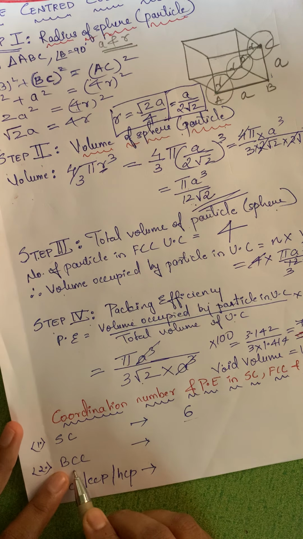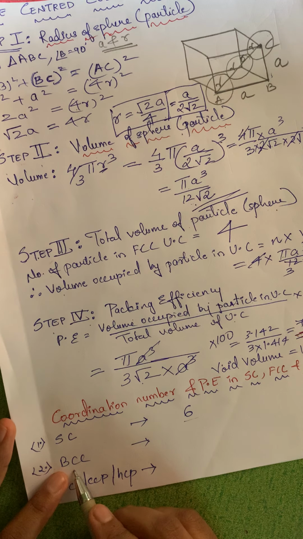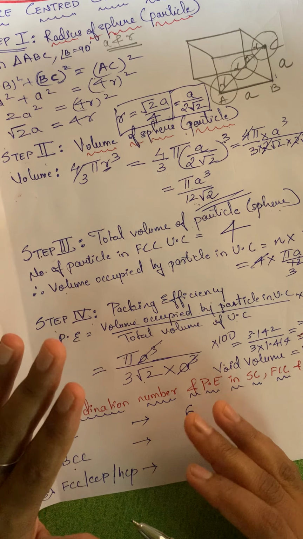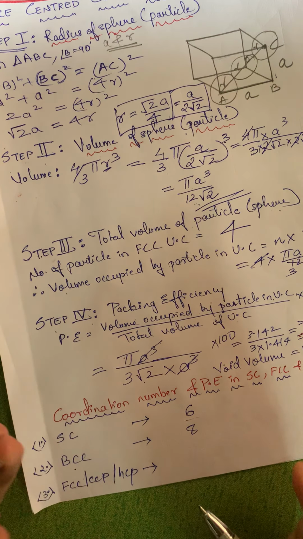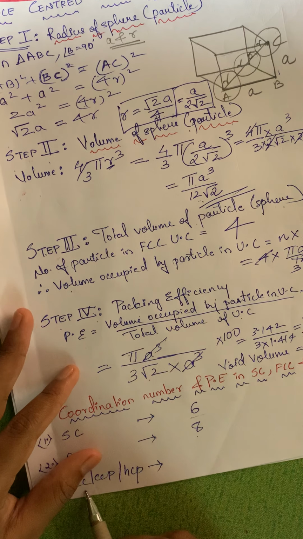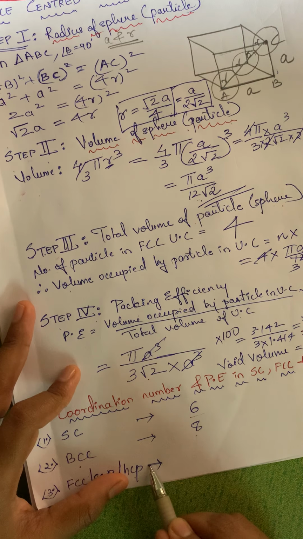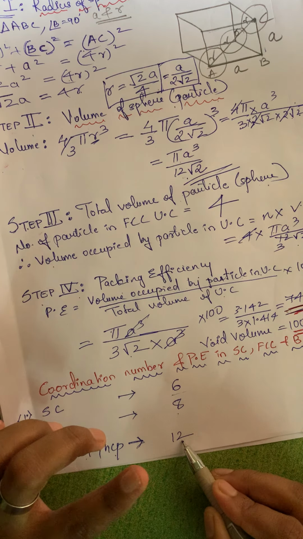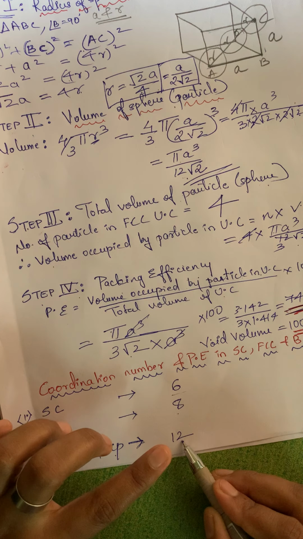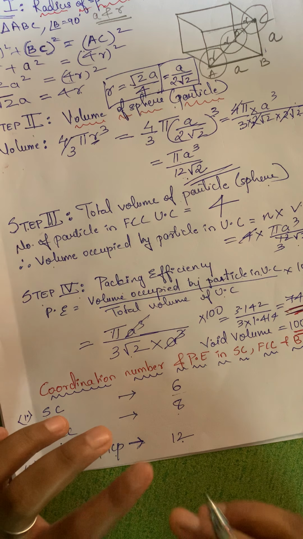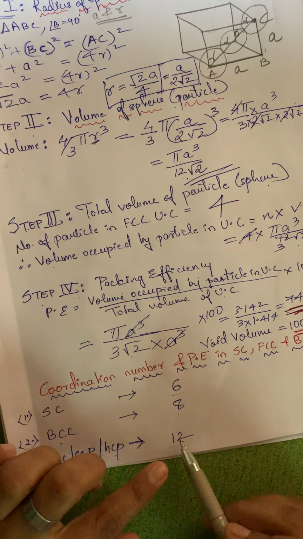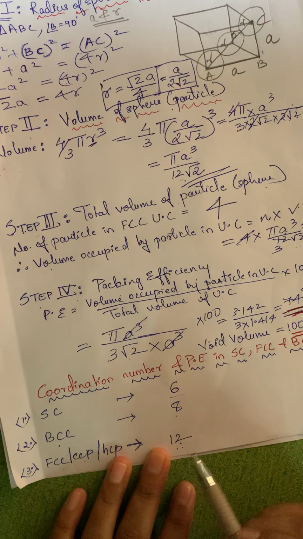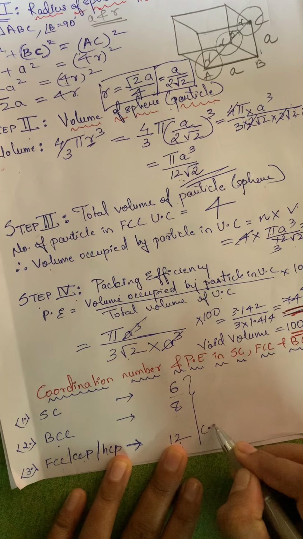In case of BCC, that means body centered cube, it is 8. Why 8? 4 spheres will be above and 4 spheres will be down, therefore it comes to 8. And for FCC, CCP and HCP, we know the answer, that is 12. We have already learned this, it is just a revision. 6 in one plane, 3 above and 3 below, so in total 12 are there. This is nothing but the coordination number.